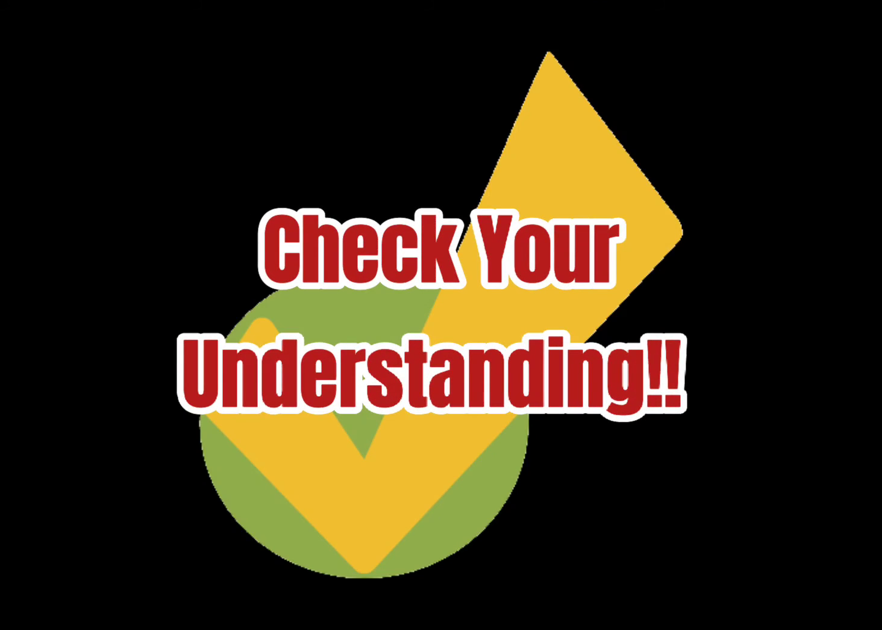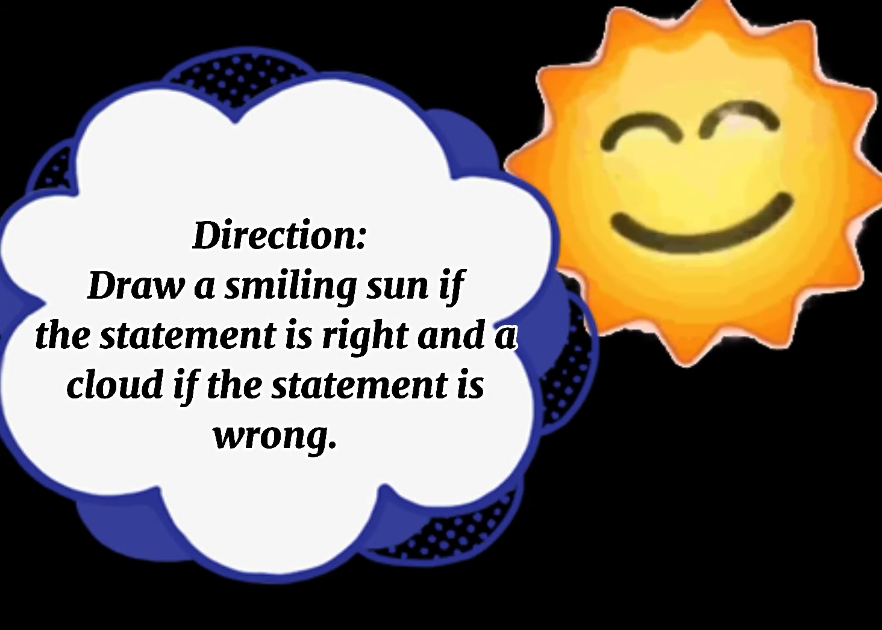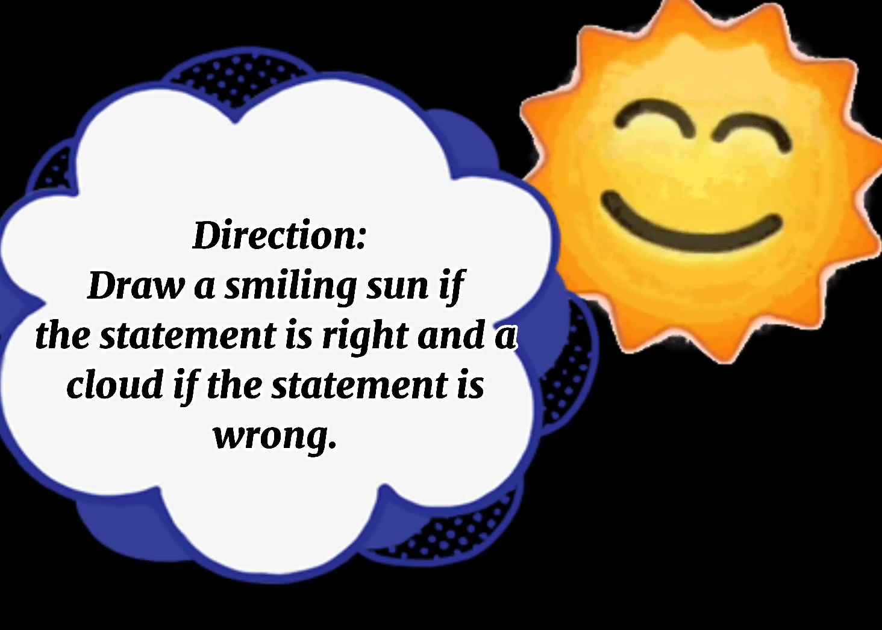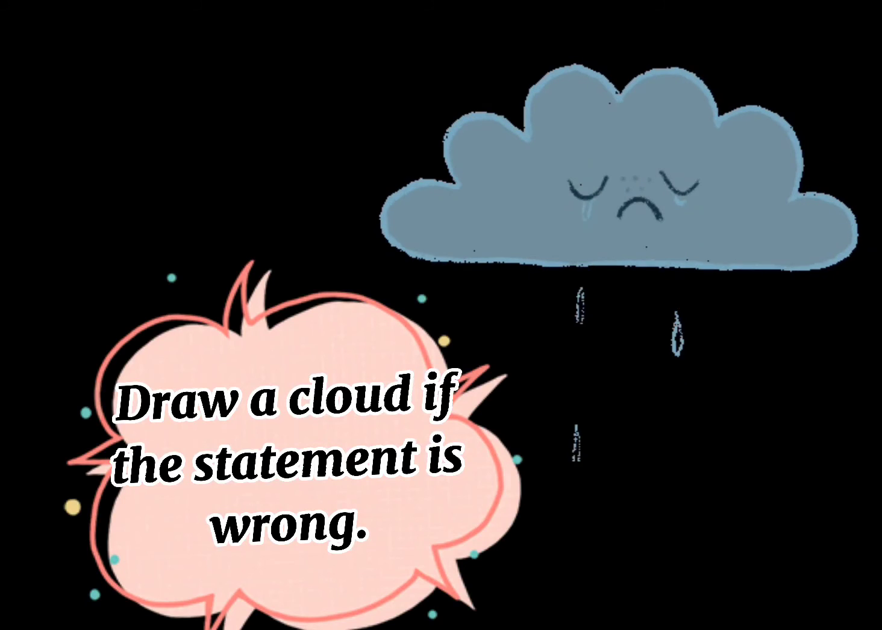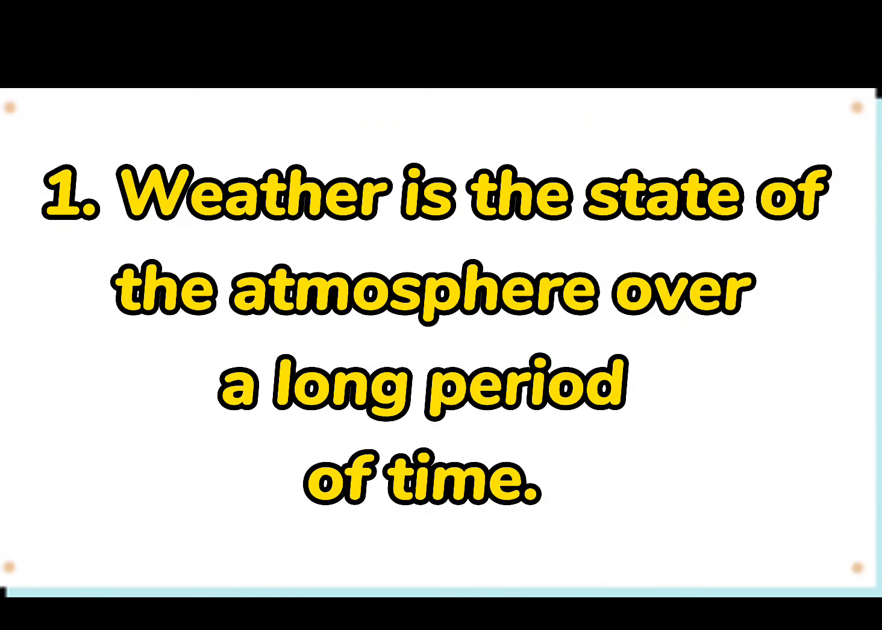Okay class, let's check your understanding. Draw a smiling sun if the statement is right and a cloud if the statement is wrong. Are you ready? Alright, let us start. Number 1. Weather is the state of the atmosphere over a long period of time. If you draw a cloud, then you are correct.